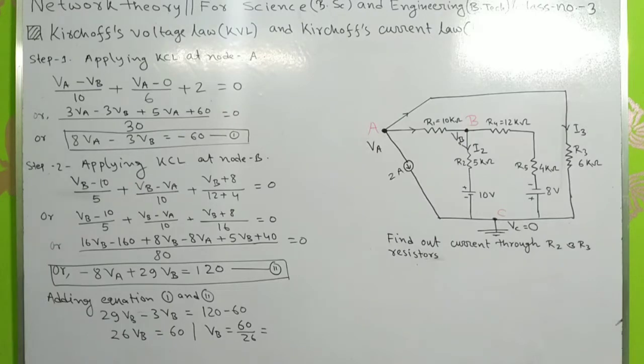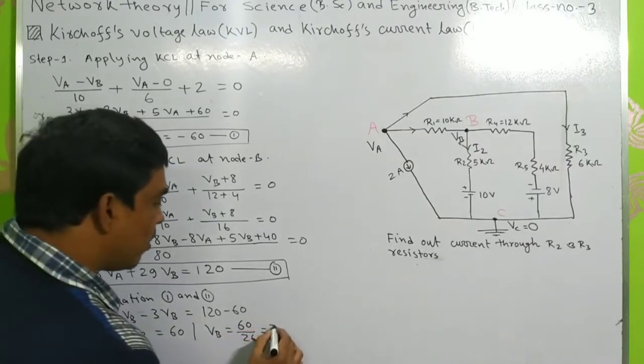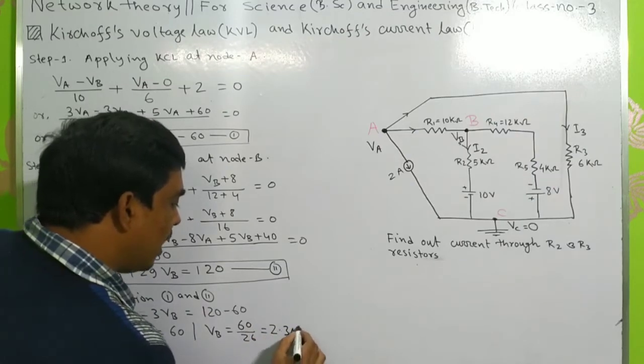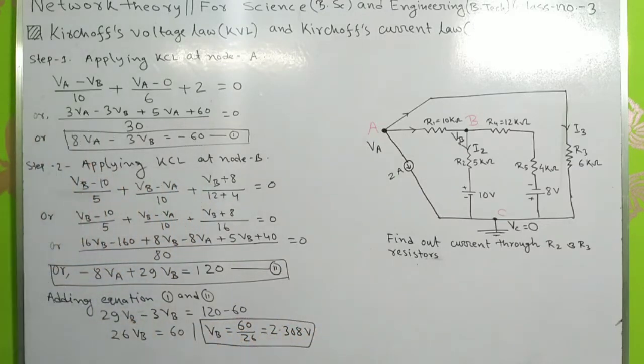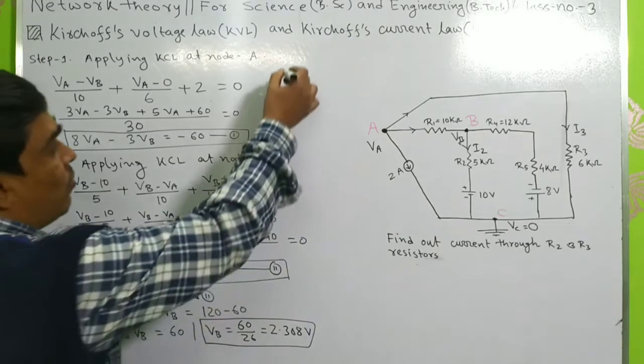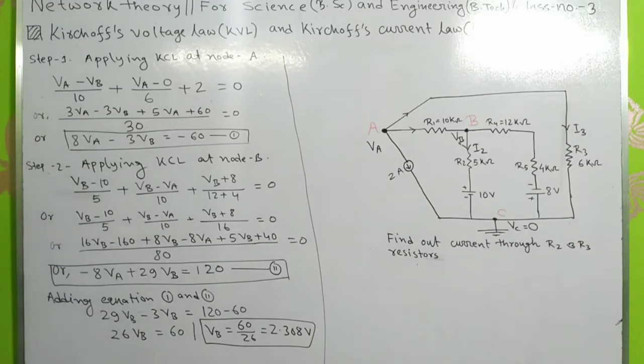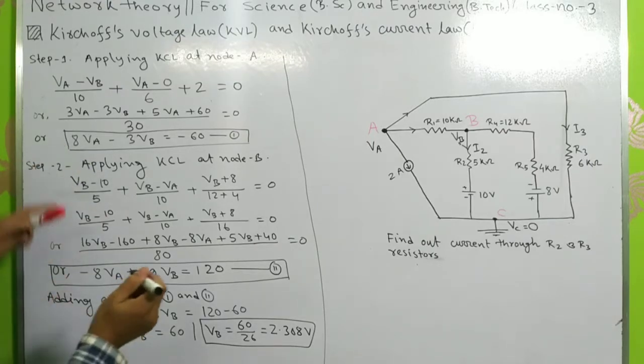60 divided by 26. So it will be 2.308 volt. So VB will be 2.308 volt. Now if you put this value in any of these two equations, you can calculate the VA. If I put this value in equation number 1, what will be the value?